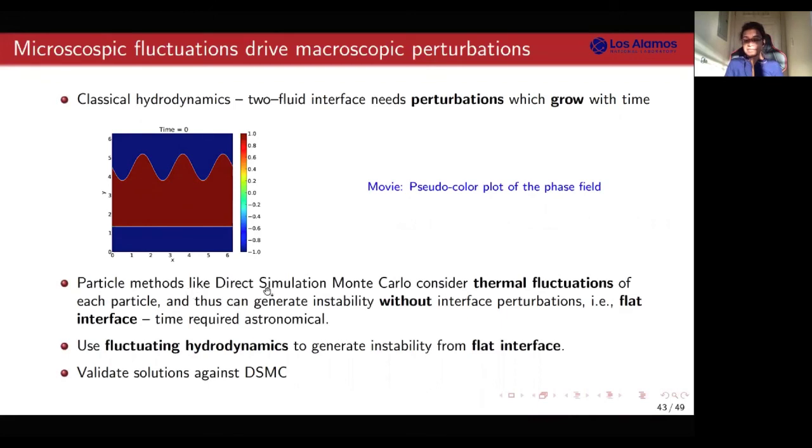However, particle methods like direct simulation Monte Carlo can generate instability from thermal fluctuations of each particle. That is, they can consider each particle separately, and the thermal fluctuations can generate the instability. However, if we want to carry out direct simulation Monte Carlo for classical 3D systems, the time required would be astronomical. So I plan to use fluctuating hydrodynamics to generate the instability from a flat interface. And finally, I want to validate my results against direct simulation Monte Carlo.